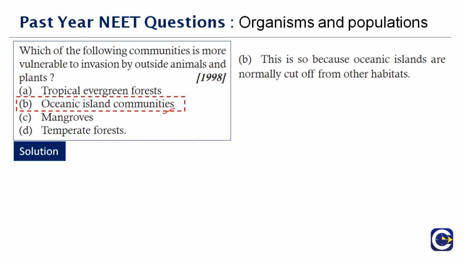See, not much explanation is needed because it is simple logic. Once they are cut off from their habitats, what happens? It becomes vulnerable to invasion by outside animals and plants, which is obvious.